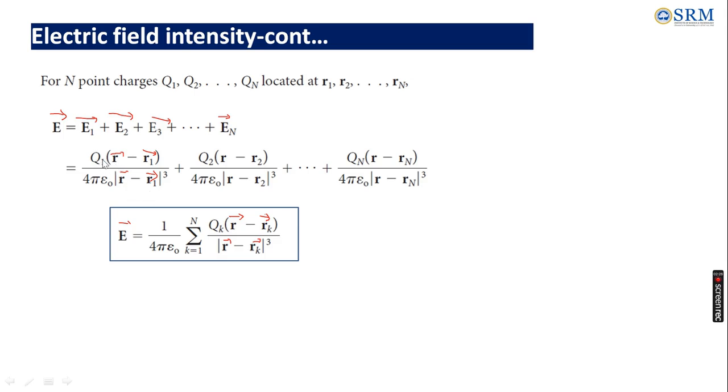So I can write generally, qk into r minus r1, this is for the first charge, and this second charge is located at r2, so r minus r2. We are aiming to find the electric field intensity at point r. So how will I write? qk into r minus rk divided by the magnitude of that, whole cube. And the summation, how should I take? k varies from 1 and it ends at nth charge, so 1 to n. This is the formula.